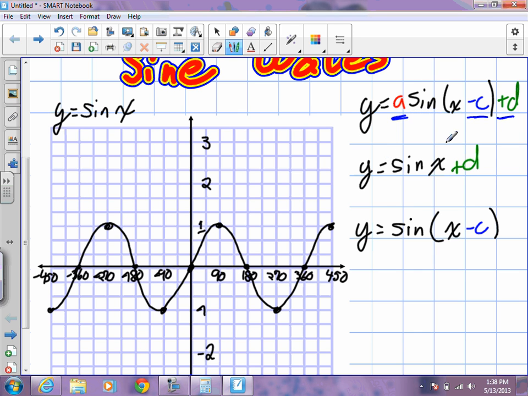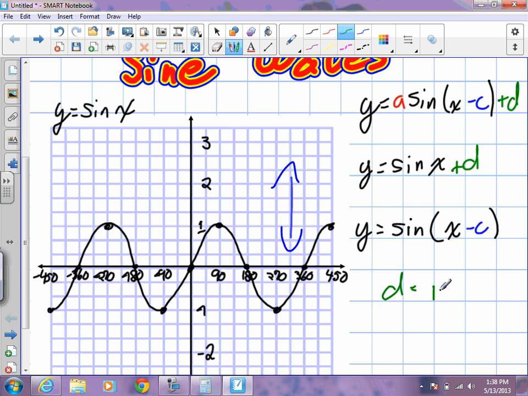Okay? So, to start off, just like in vertex form, we usually call that value k. Here they call it d. What does d do? Up and down. It gives it vertical translations, up and down. So let's talk about some rules for d. If d equals a positive number, which way does d move? Up. Good. And if d is negative? Perfect.